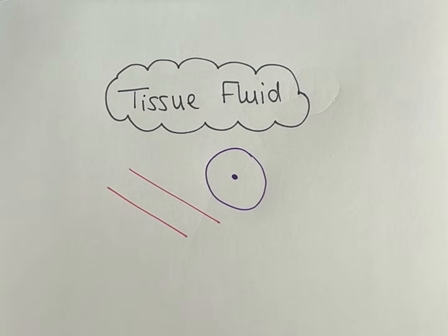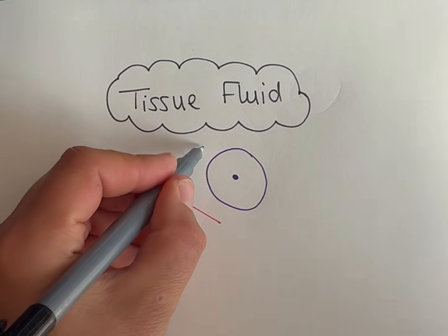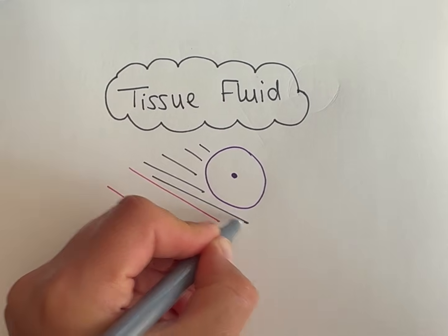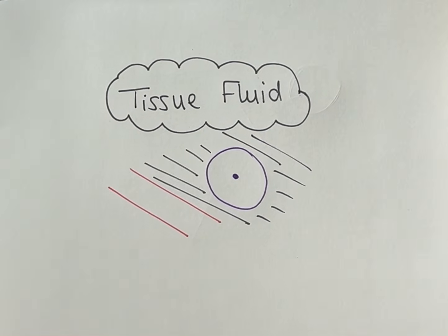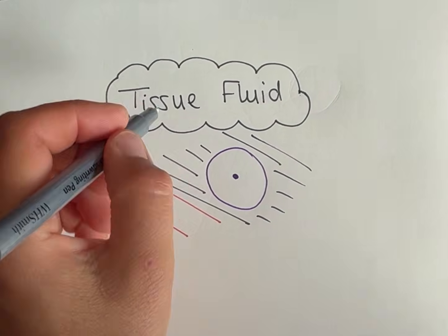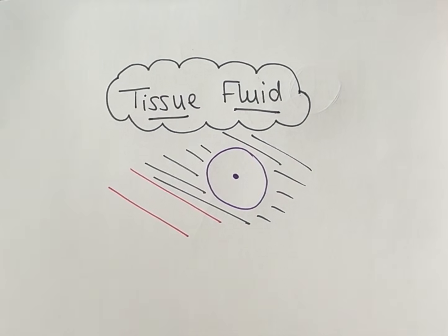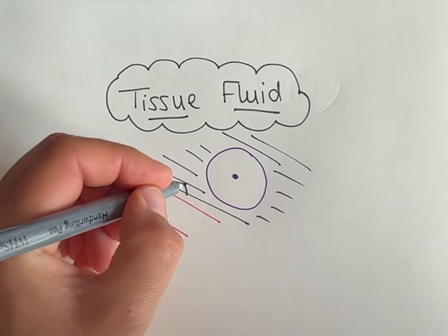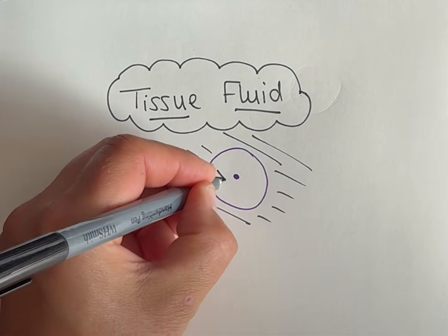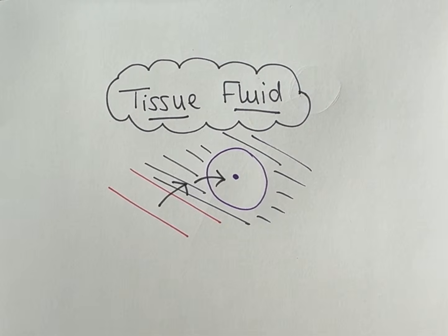But what we don't consider often is this space here. So the space between the capillaries surrounding all mammalian cells. And that is filled by something called tissue fluid. And that's really, really important because what actually happens is these substances move from the blood vessel into the tissue fluid and then from the tissue fluid into the body cell. And we're going to look at how this tissue fluid is formed.